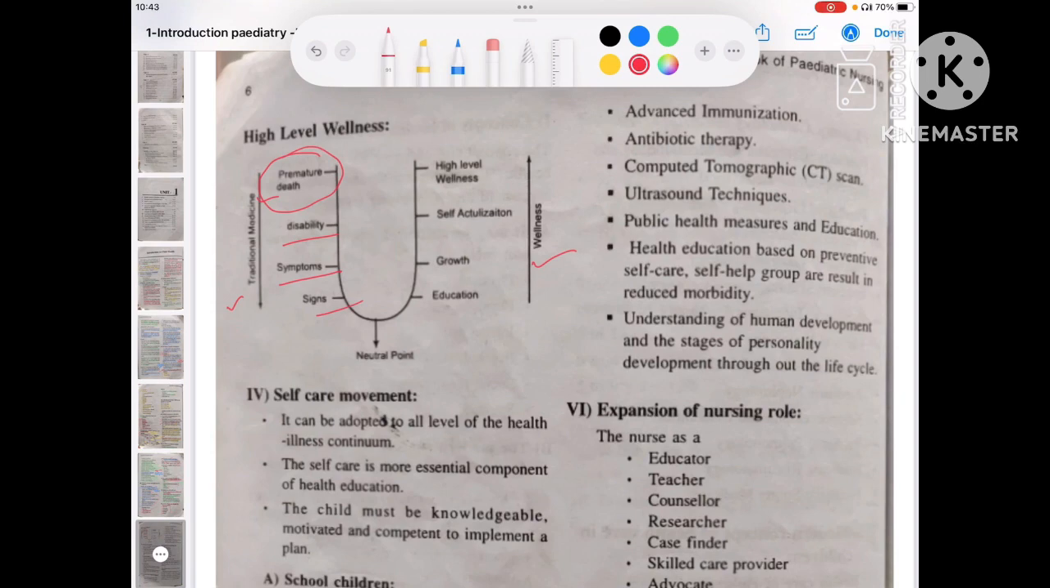And nowadays we can see high level wellness. The baby is very strong. The child is very strong, with self-actualization, growth, and education. All this is coming. Okay, so this is high level wellness.